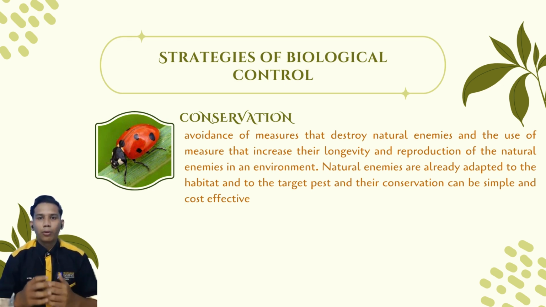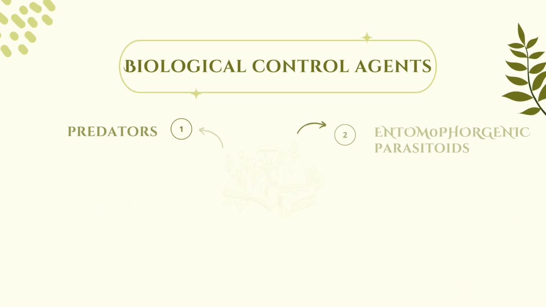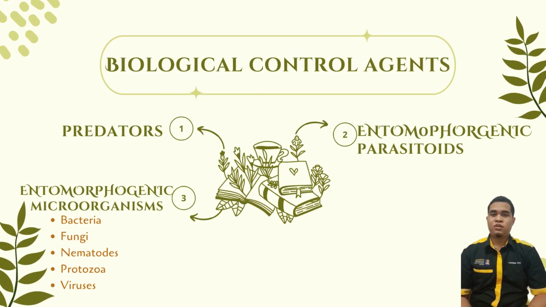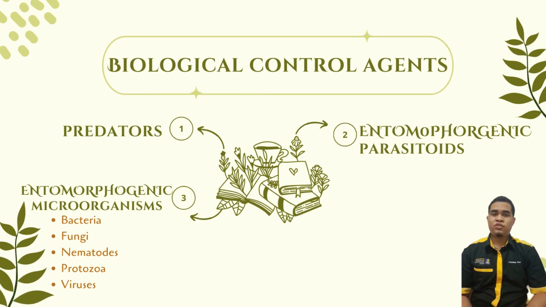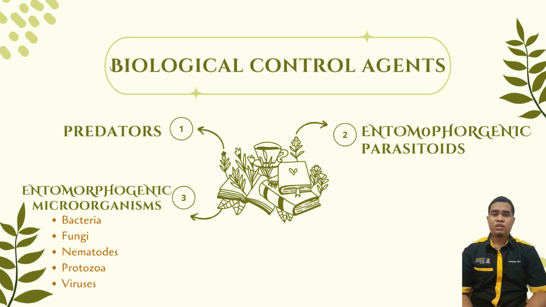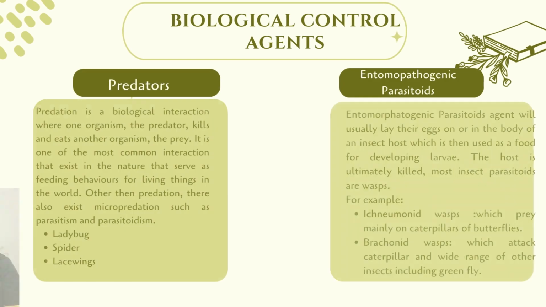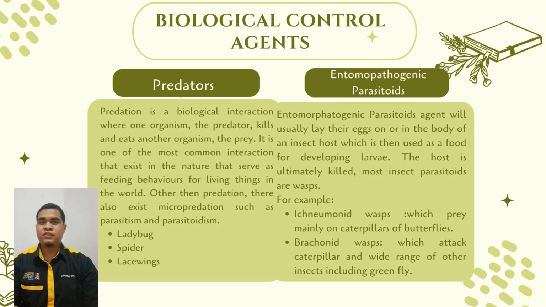For the next slide, I will allow Latif to continue with biological control agents. There are three main components in biological control agents, which are predators, entomophagous parasitoids, and entomopathogenic microorganisms, which comprise bacteria, fungi, nematodes, and viruses. Firstly, I will explain about the predators.